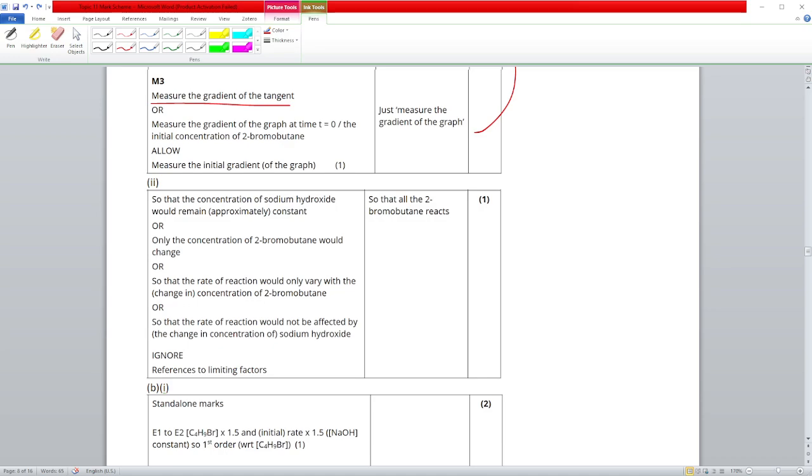Give a reason why the concentration of sodium hydroxide used was very much greater than the concentration of 2-bromobutane. So all of these are different phrasings on the idea that we don't want the sodium hydroxide to affect the rate of reaction. We're trying to make sure that 2-bromobutane is the only thing that is changing in significant ways so that it is having an effect on the rate of reaction.